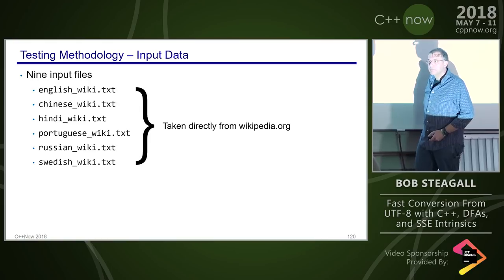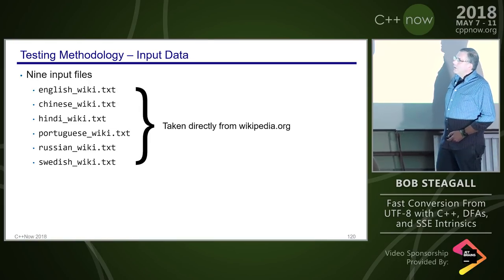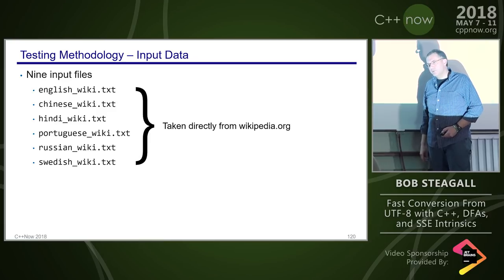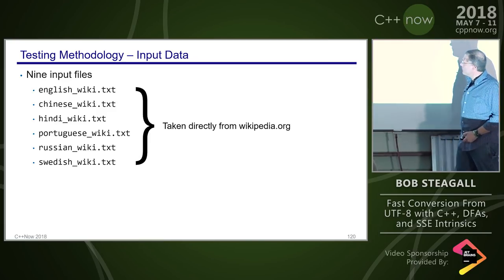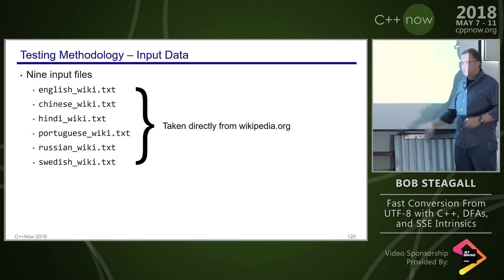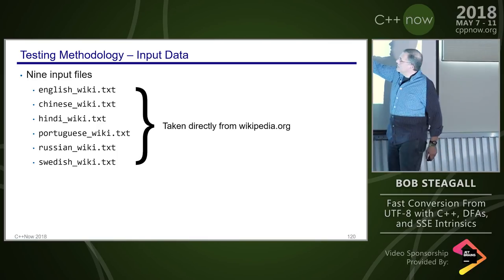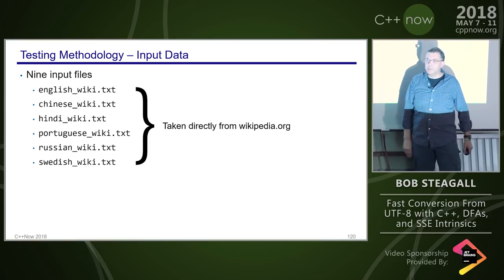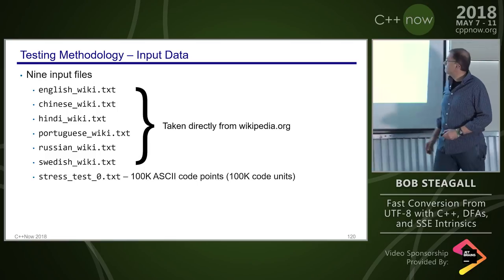Yes, Alistair. Do you have an estimate for how large these files are? Are they kilobytes, megabytes? Yes, they range anywhere from 50 kilobytes to about 250. So English, Chinese, Hindi, Portuguese, Russian, and Swedish. Chinese, Hindi, and Russian because they're 3-byte sequences, Swedish and Portuguese because they're mostly 2-byte sequences.